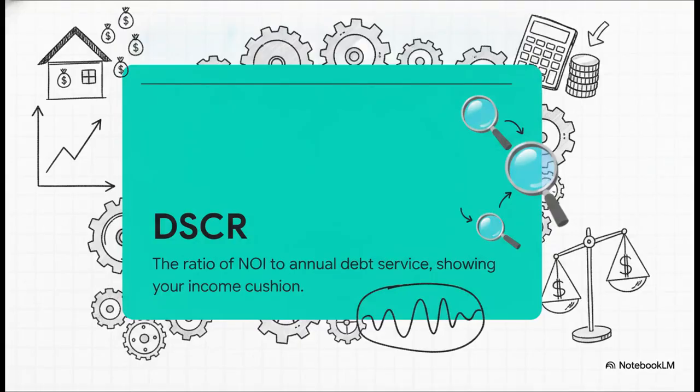Section 1, the most important number. It's called DSCR, or the Debt Service Coverage Ratio. Now, the formula is actually beautifully simple. DSCR equals NOI divided by annual debt service. Let's unpack that really quickly.